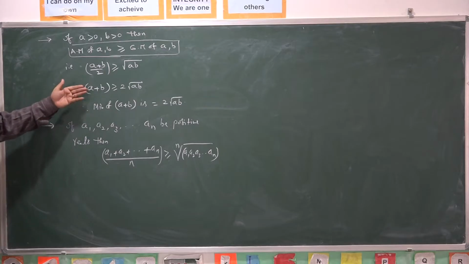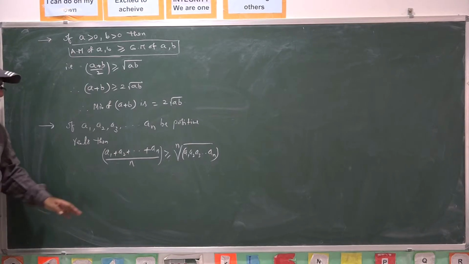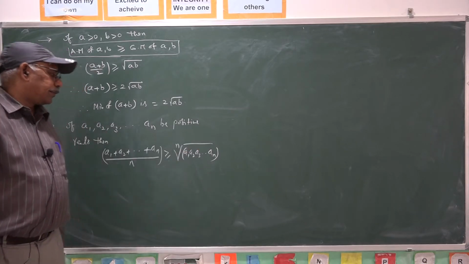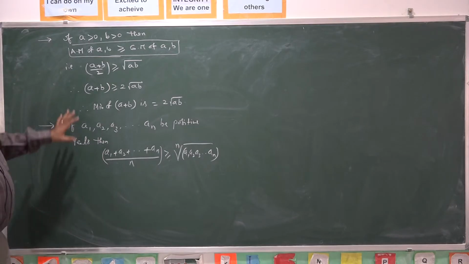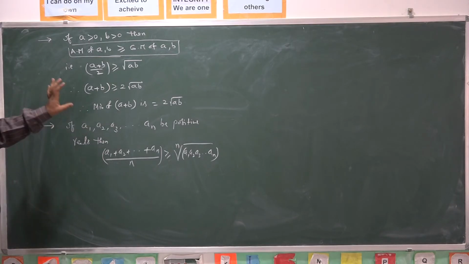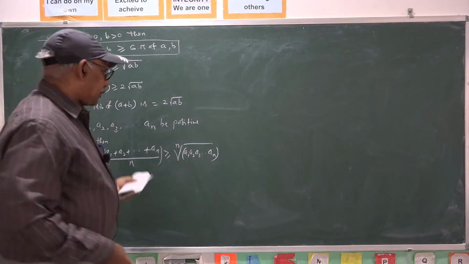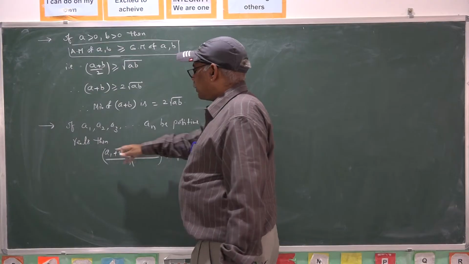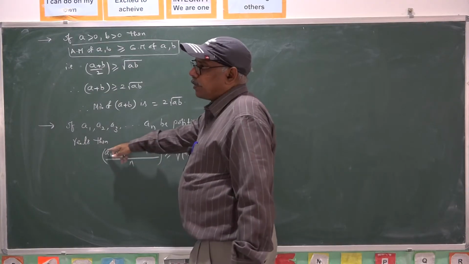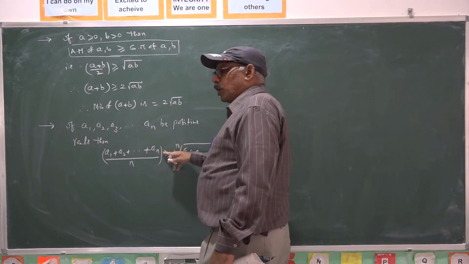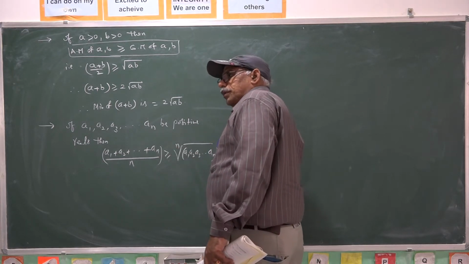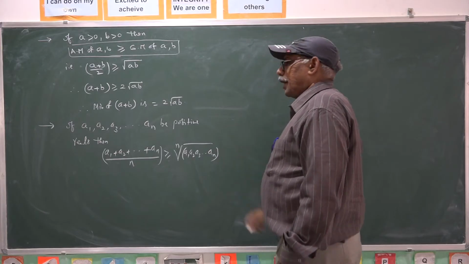So, just generalizing this concept, we get (A1 plus A2 plus A3 and so on, AN) by n is greater than or equal to the nth root of A1, A2, A3 and so on, AN. These are very important results, the arithmetic mean is greater than or equal to the geometric mean results. Based on that, you can find the minimum value of A1 plus A2 plus A3 and so on, AN as n into the nth root of A1 into A2 into A3 and so on, AN.